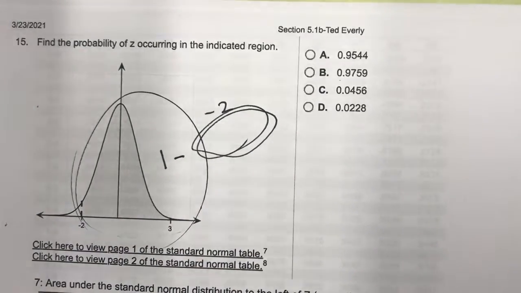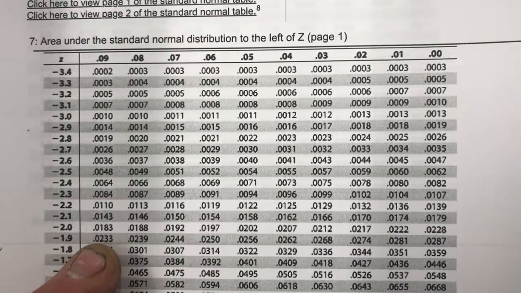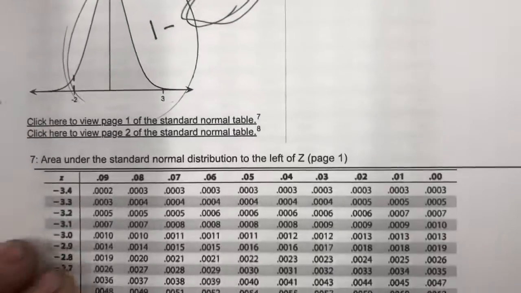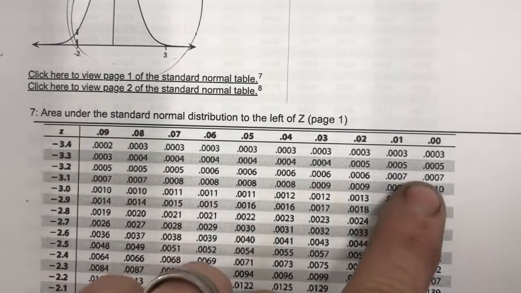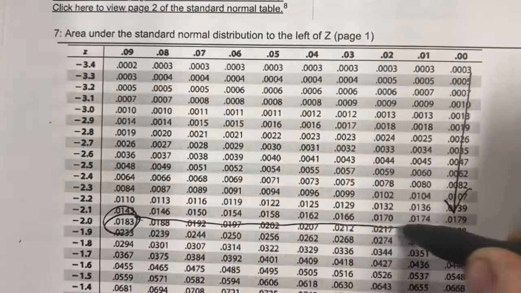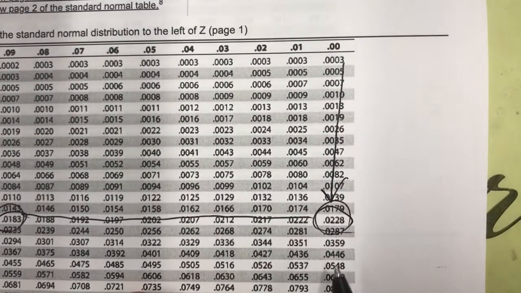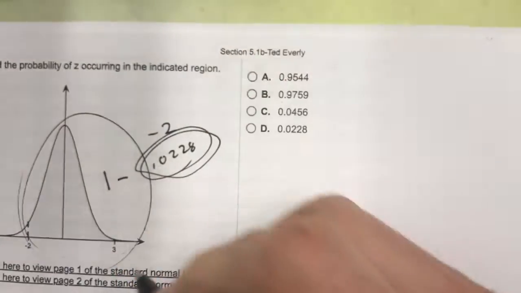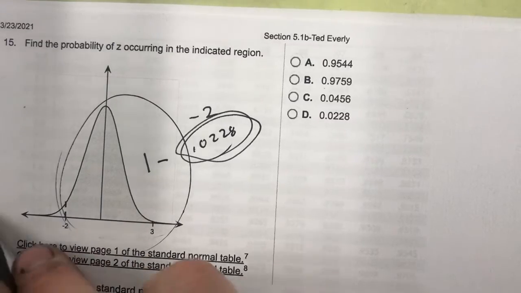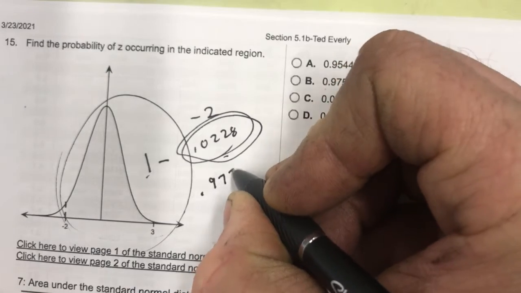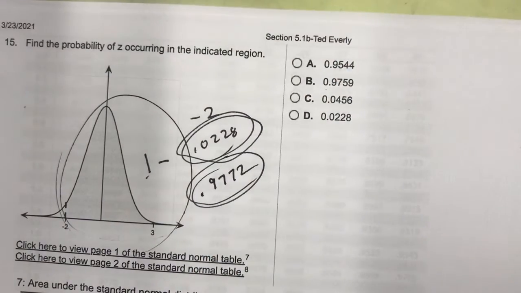So look up -2. And here's negative 2 right there, 0.0183 right here. Nope, sorry, this goes backwards. I need to be way over here. So this comes over here, there it is right there, 0.0228. Now, that goes to the left of that. I want the right of it, so I can do 1 minus that, which is going to be 0.9772.